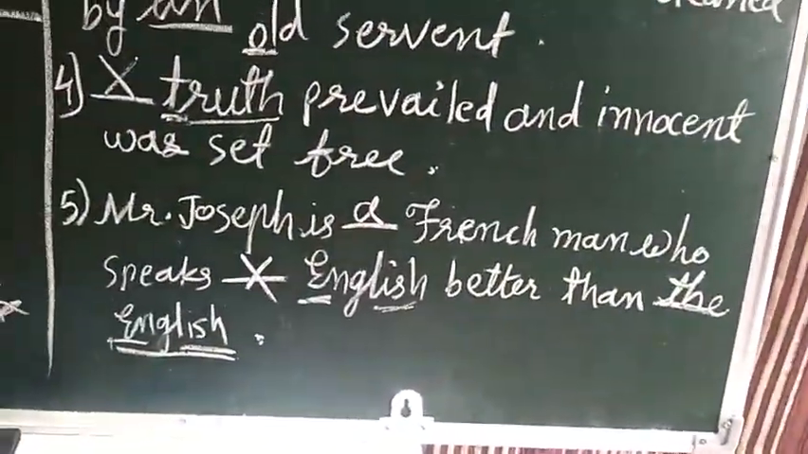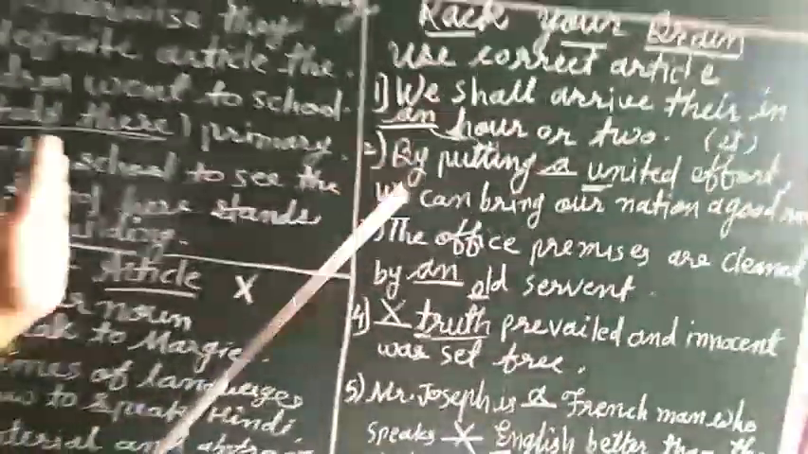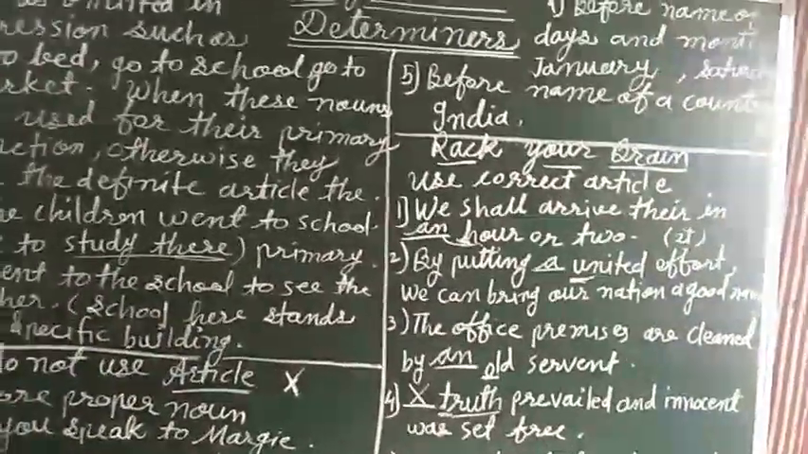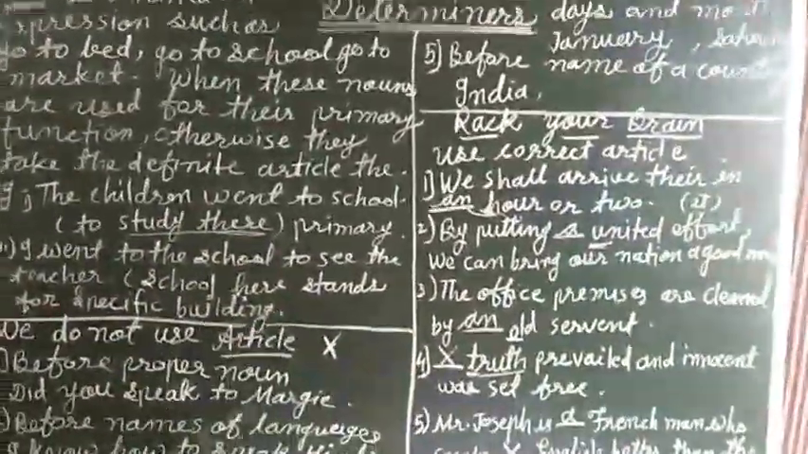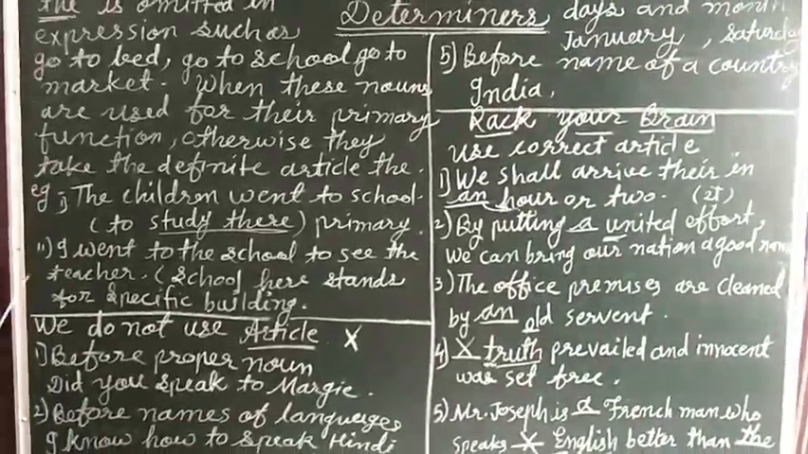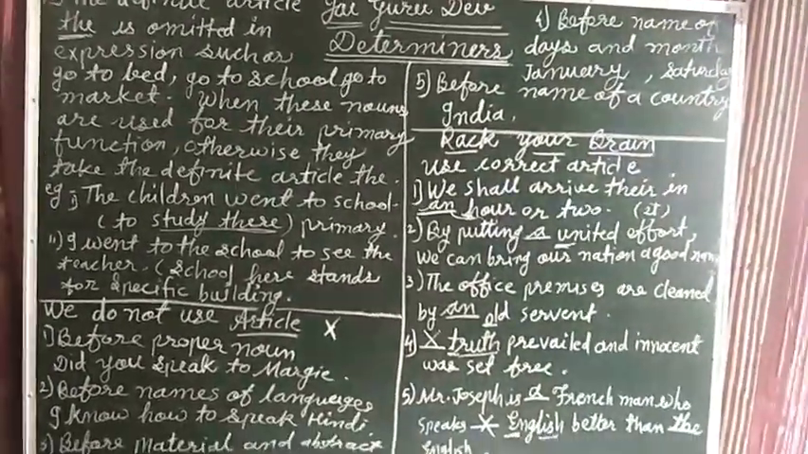So your homework: whatever rules of "a" and "the" we learned, everything you have to write in your copy and learn the rules.